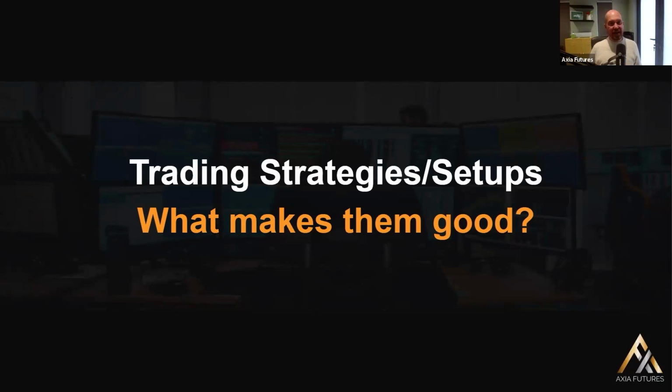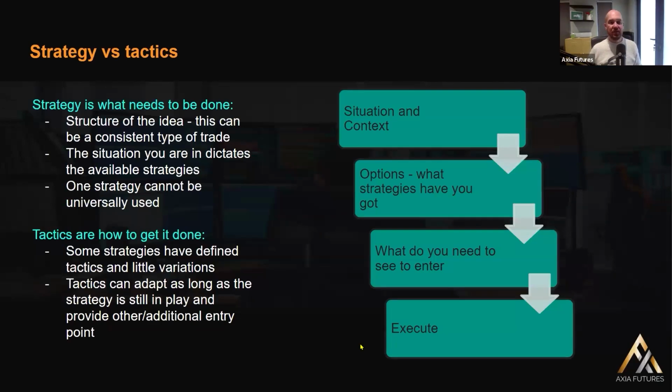Now, the way that we approach it is slightly different. A strategy is your kind of overarching idea. And then within that, you've then got the question of how do you apply the strategy? So what this is all about is the difference between strategy and tactics. So if we think about strategy, this is your kind of overall way that you're going to go about doing things. So this is the structure of the idea. And I'll give you an example of this in a moment in the S&P.